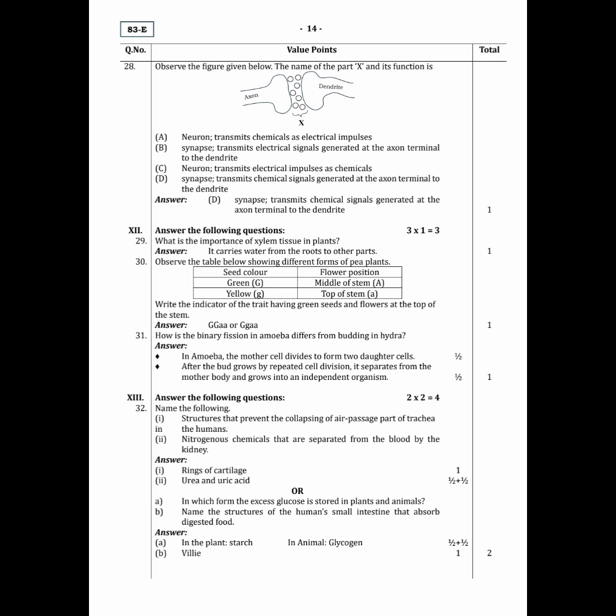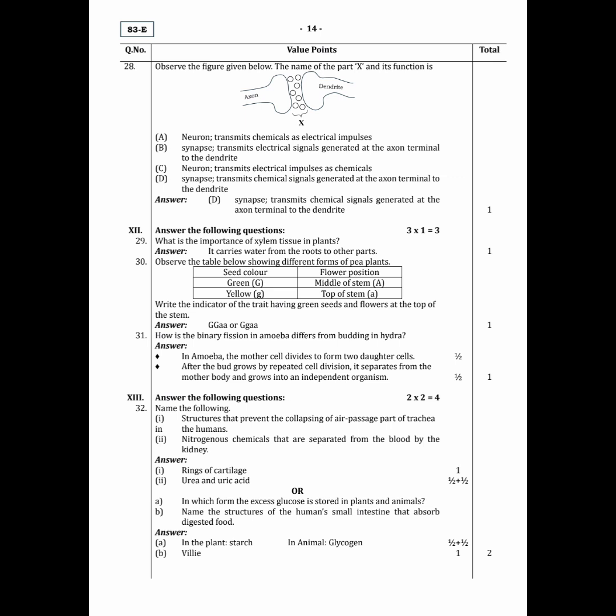Question number 31. How does the binary fission in amoeba differ from budding in hydra? Answer, in amoeba, the mother cell divides to form two daughter cells. After the bud grows by repeated cell division, it separates from the mother body and grows into an independent organism.